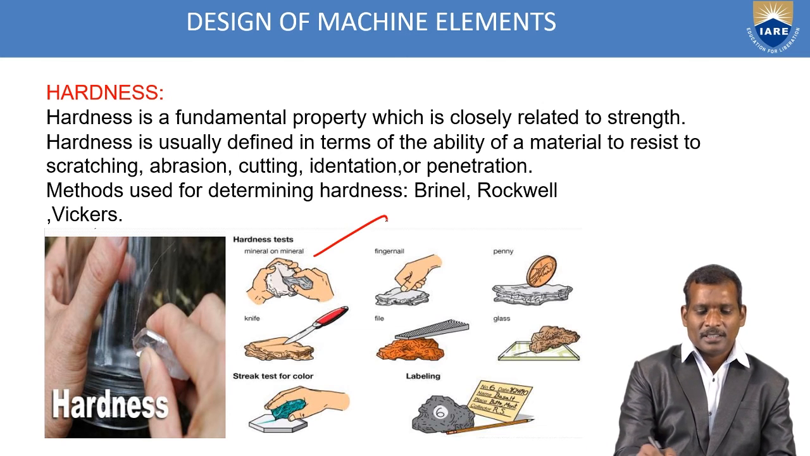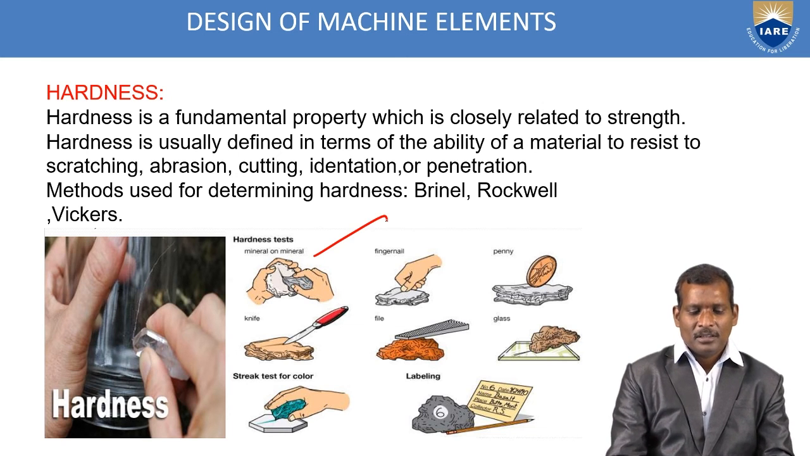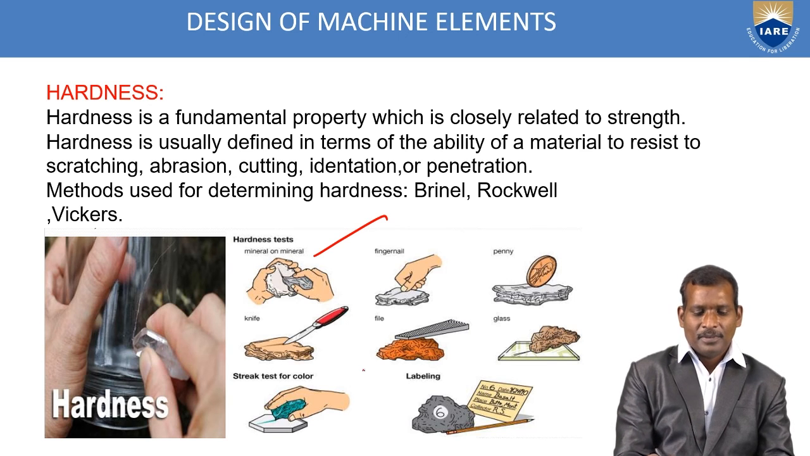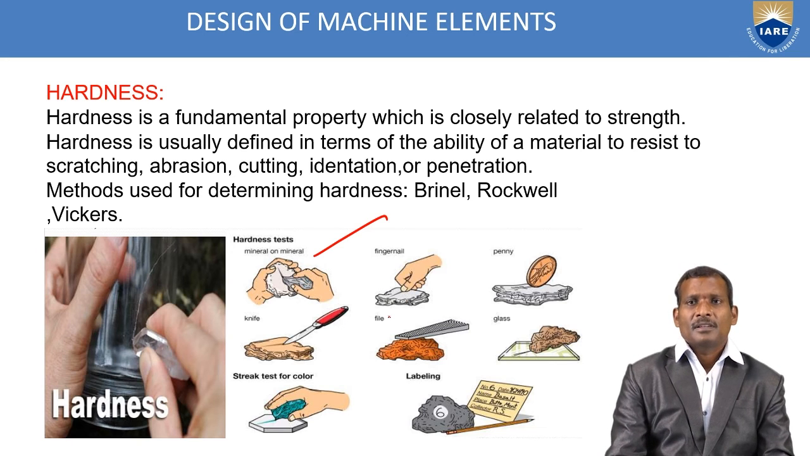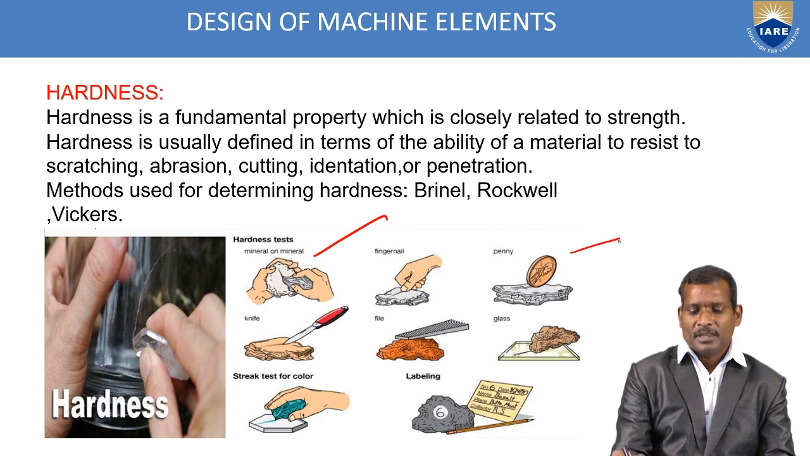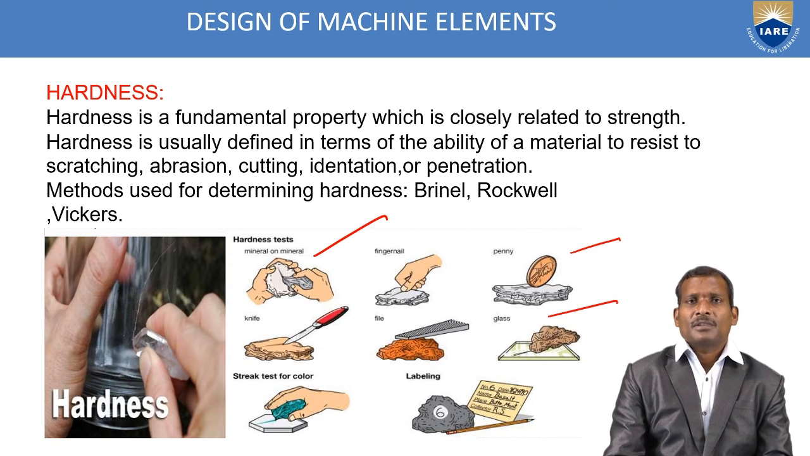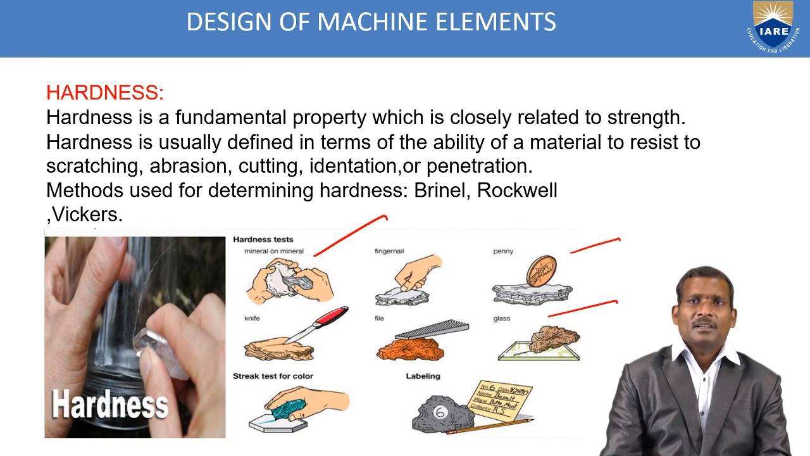See, in this hardness tester, the mineral on mineral, then knife, the fingernail, penny, and glass. Clear? These are all examples of the hardness property. Whenever a material is subjected to load, it should not give any scratching or abrasion. Then you can say this material has this much hardness.